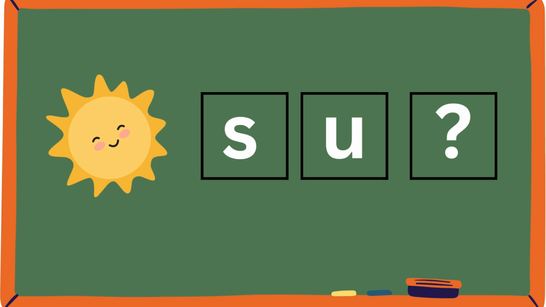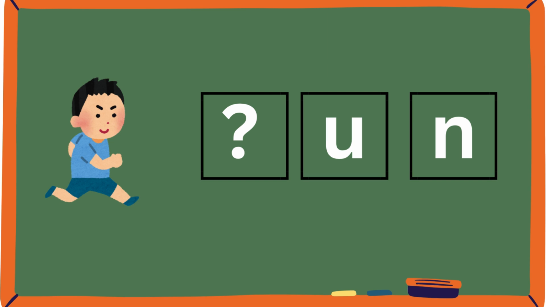Something. I can see a sun in the picture. Wow, we're really getting good at this. N. Is it sun? It is sun. Okay, this is our second last one.